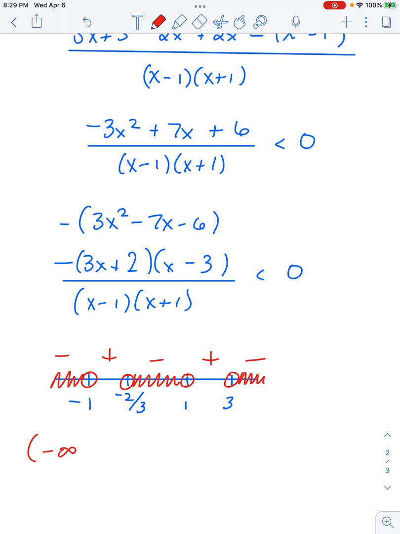So my last thing is to write the interval notation, negative infinity to negative 1, negative 2/3 to 1, and then 3 to infinity.